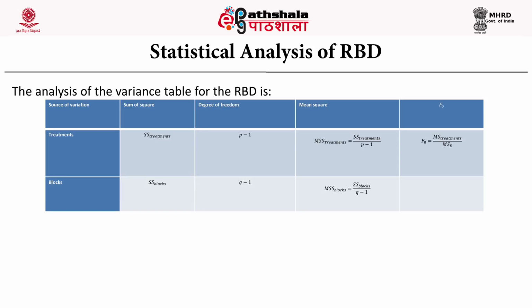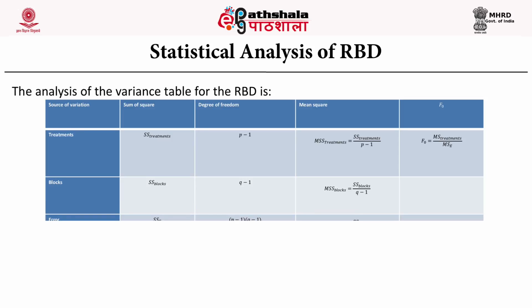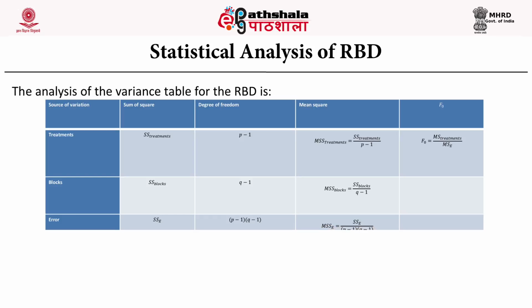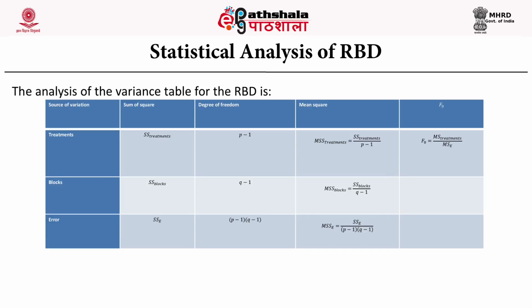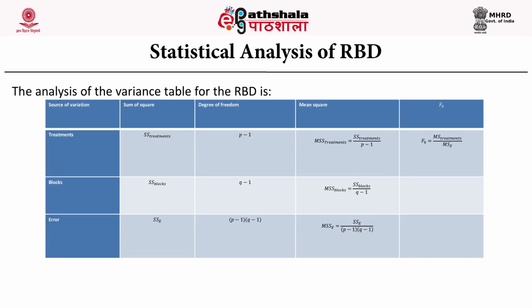Mean sum of square is derived as sum of square divided by degree of freedom. That is, mean sum of square of treatment is sum of square of treatment divided by P minus 1, mean sum of square of block is sum of square of blocks divided by Q minus 1, and mean sum of square of error is sum of square of error divided by (P minus 1) into (Q minus 1). The F statistic can be derived as mean sum of square of treatment divided by mean sum of square of error. If we are interested in testing the equality of the blocks, that there is no significant difference between the beta j's, then the F statistic is mean sum of square of blocks divided by mean sum of square of error.